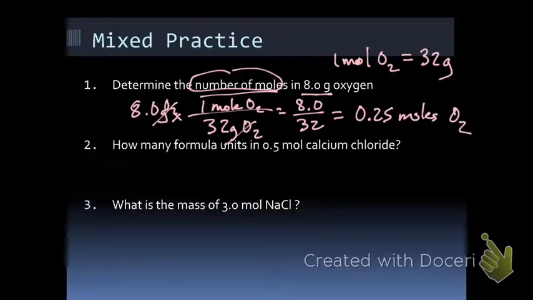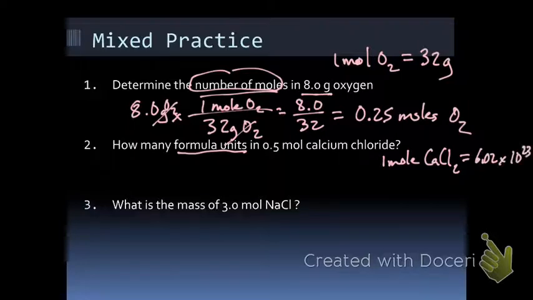It says how many formula units in 0.5 moles of calcium chloride. And we'll take a look at this. I want to figure out the number of formula units, right? Formula units, if you remember, are particles, just like atoms or molecules. So in this one, I'm going to use 1 mole of calcium chloride equals Avogadro's number because I want to figure out the number of particles. So I'm going to use 6.02 times 10 to the 23rd. In this case, it's going to be formula units.